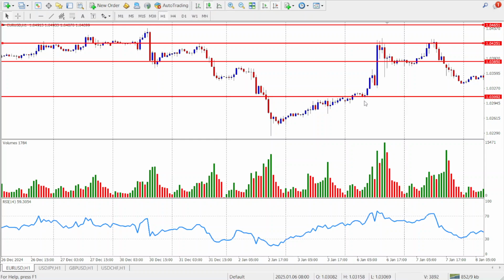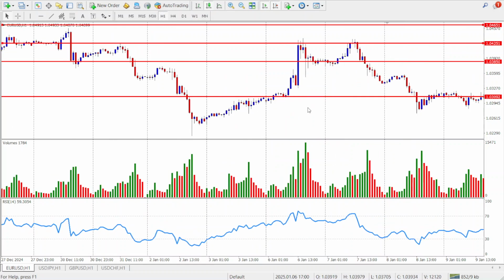Okay, but basically I'm just going to explain very briefly. If you have price making lower lows and you have the RSI making higher lows, then it shows that a bullish divergence is forming. Okay, and we could have a bullish reversal. On the other hand, if you have the price making higher highs and you have the RSI making lower highs, it could mean that a bearish reversal is about to happen, because that is what we call a bearish divergence.